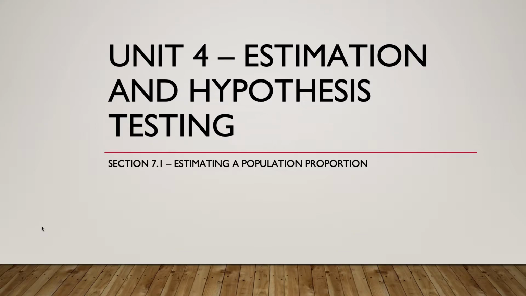Welcome to Unit 4, which is on estimation and hypothesis testing. Section 7.1 specifically is on estimating a population proportion.